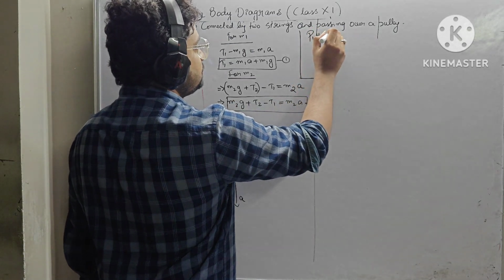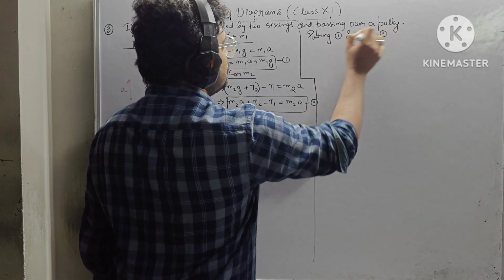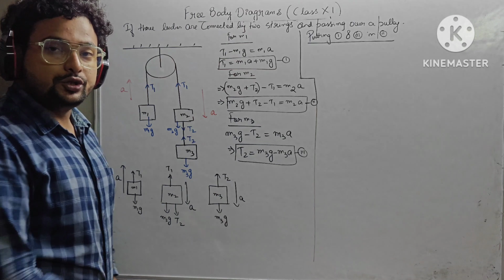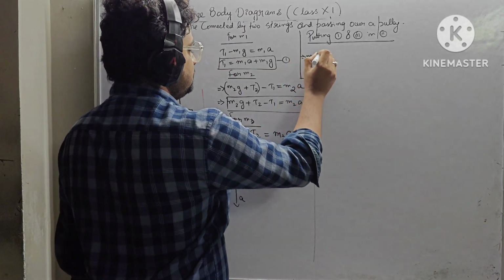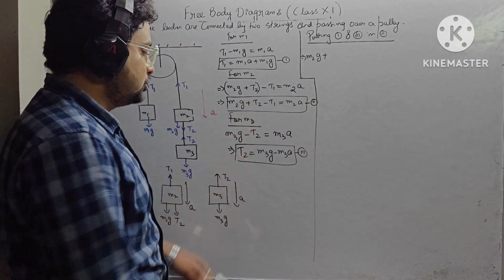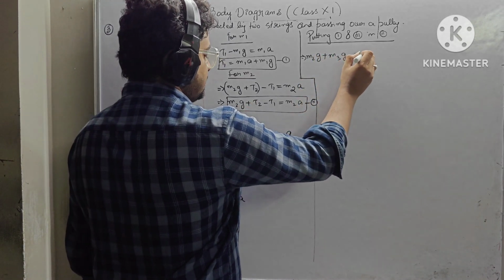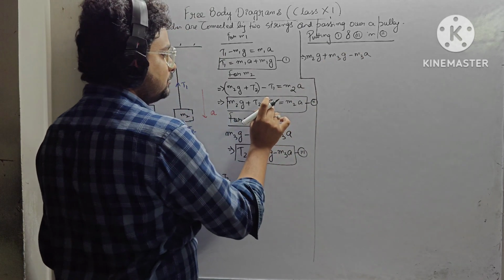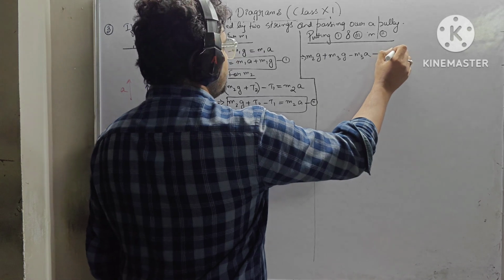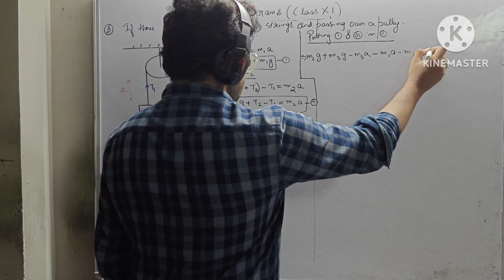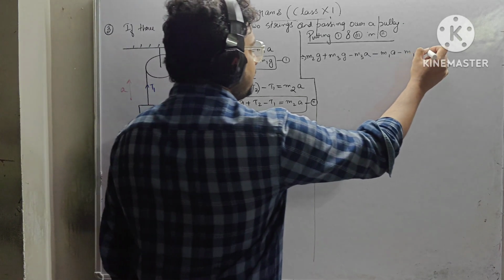Putting 1 and 3 in 2. So I am putting 1 and 3 in equation 2. So I will get M2G plus I have T2. So T2 is this one, M3G minus M3A, minus T1, that is minus M1A minus M1G, that is equals to M2A.